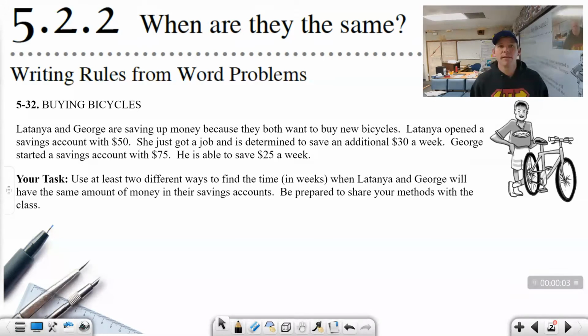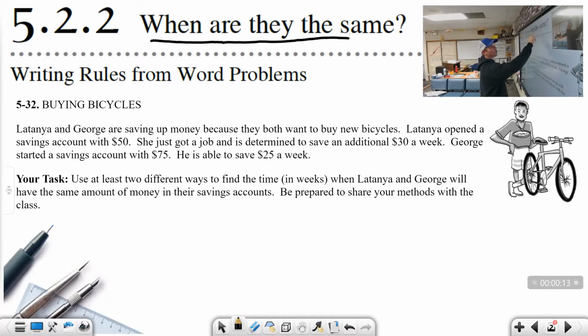Welcome everyone to lesson 5.2.2. We are going to continue talking about solving systems of equations, and we are constantly asking ourselves the question, when are they the same? Today we're doing a problem called buying bicycles.